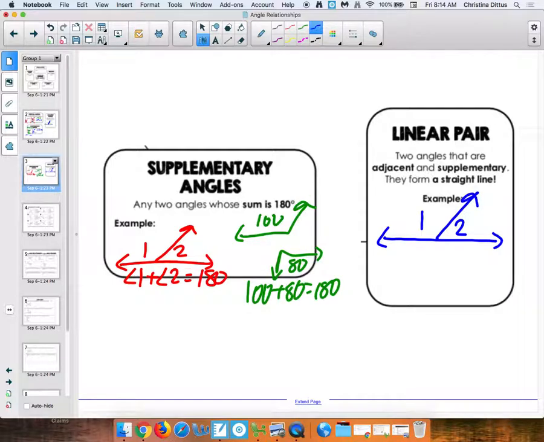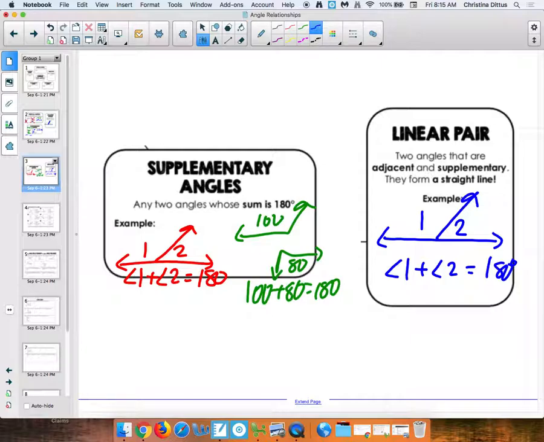A lot of times, people use supplementary and linear pair interchangeably. The linear pair is just more specific in that it has to be next to each other. So these two would not make a linear pair because they're not next to each other. The linear pair isn't ever really labeled because if it makes a straight line, you're going to know that it adds up to 180. Okay? So angle 1 plus angle 2 equals 180.